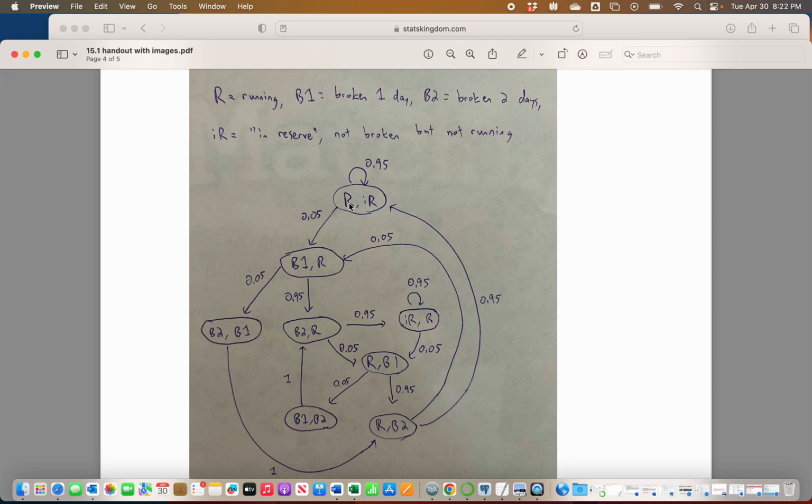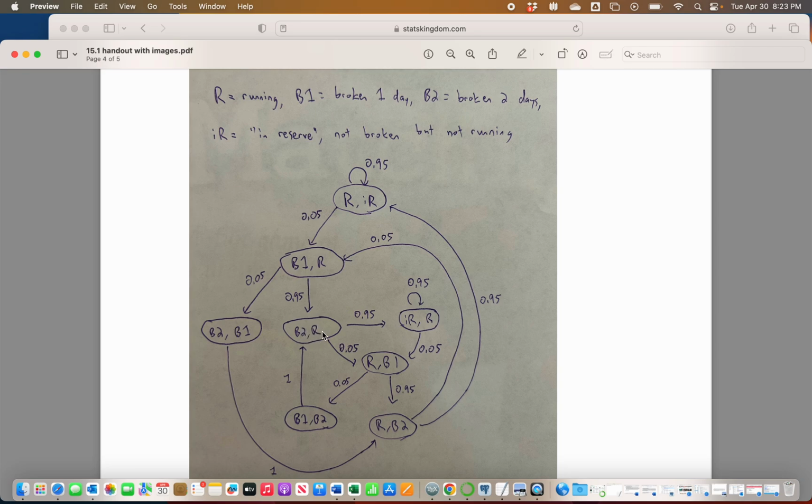So initially, machine 1 is running and machine 2 is backup. There's a 95% chance we stay in that state, but there's a 5% chance that machine 1 breaks. Okay, well, if machine 1 breaks, it's now been broken for 1 day, and now machine 2 is running. So now if machine 1 has been broken for a day and machine 2 has run for a day, there's a 95% chance machine 2 keeps running, but notice there's no arrow here, because machine 2 keeps running, we keep track of the fact that now machine 1 is in its second day of repair.